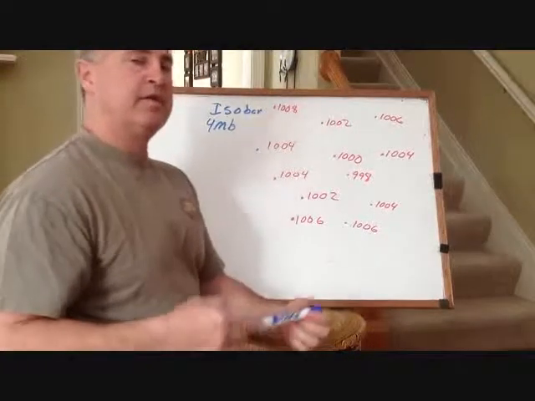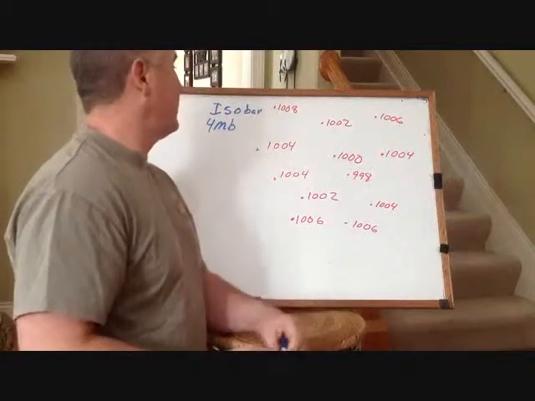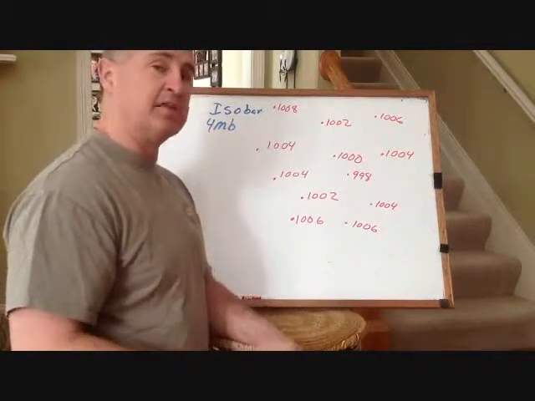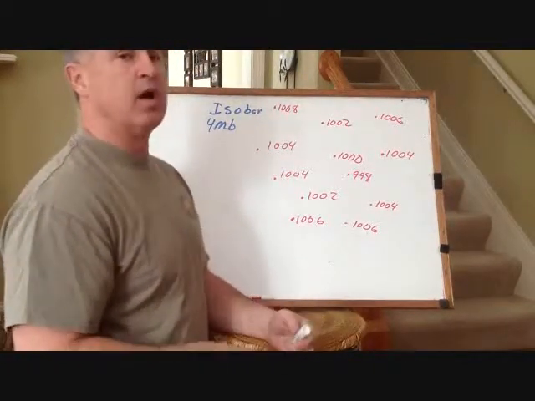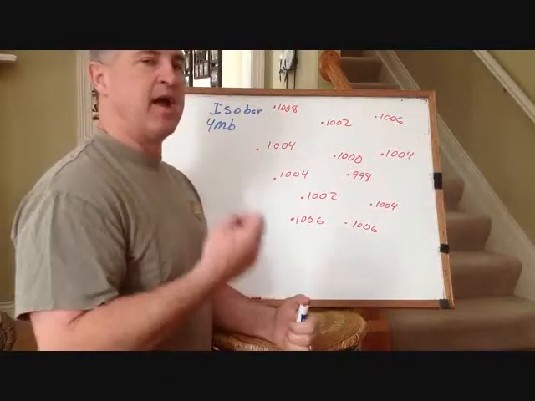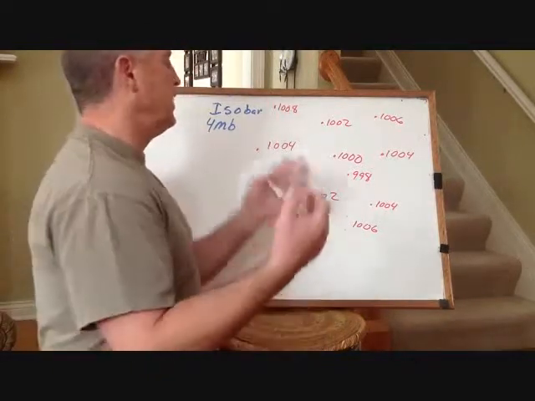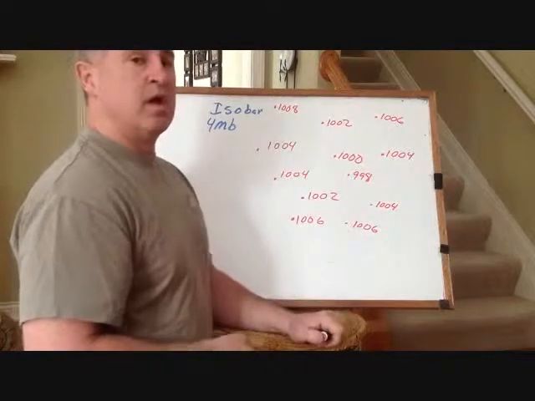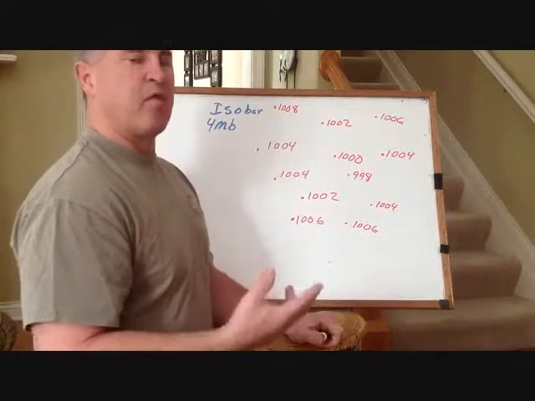Okay. Another pretty common meteorological exercise are plotting isobars. So first, what is an isobar? An isobar is a line of constant pressure. And on a weather map, they are plotted every 4 millibars.